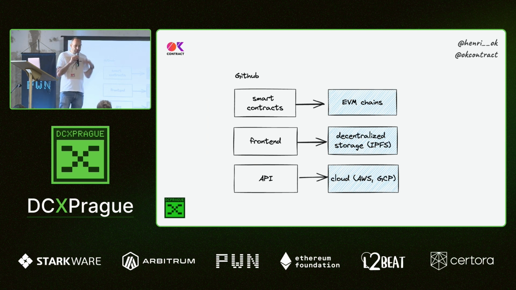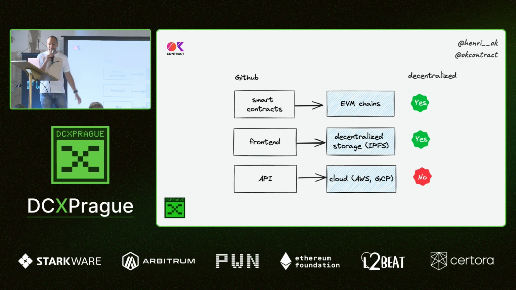So when you're a project, you have 3 GitHub repos: you have your contracts, you deploy them on EVM chains, you have your front end, and basically your build artifacts go to IPFS, and you have your API, which is usually AWS or GCP. So basically, is it decentralized? The contracts, yes. The front end storage, yes. But the API is not.